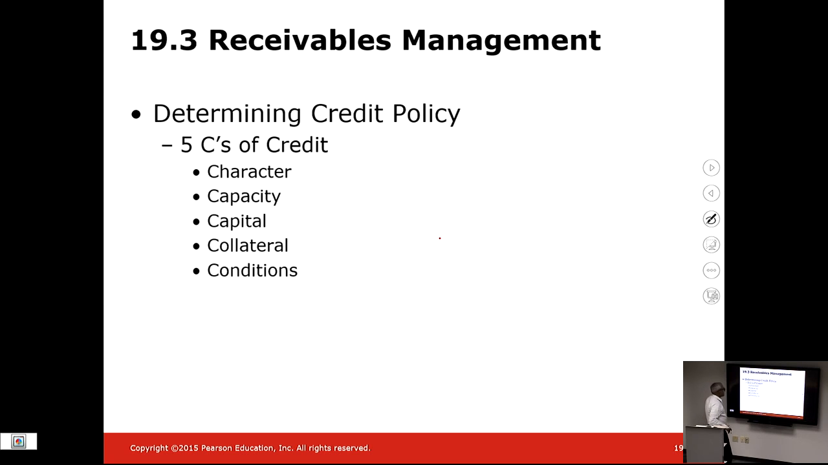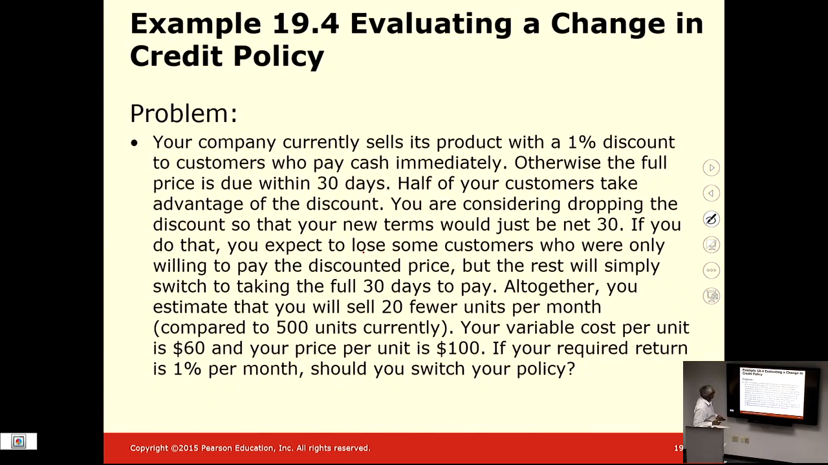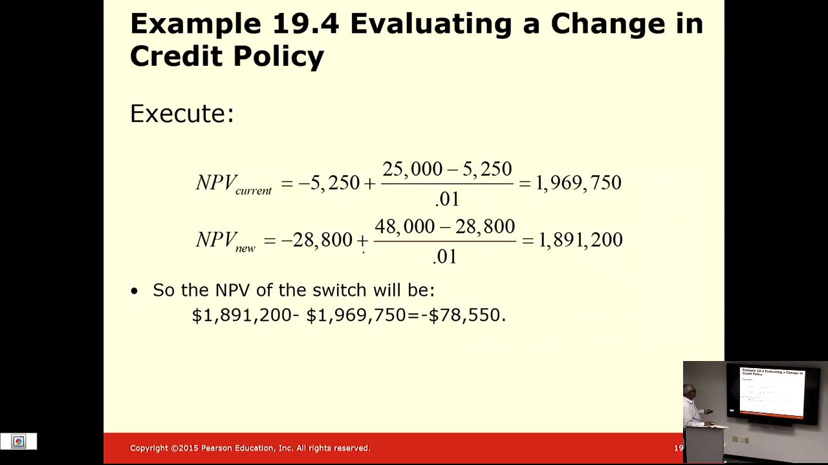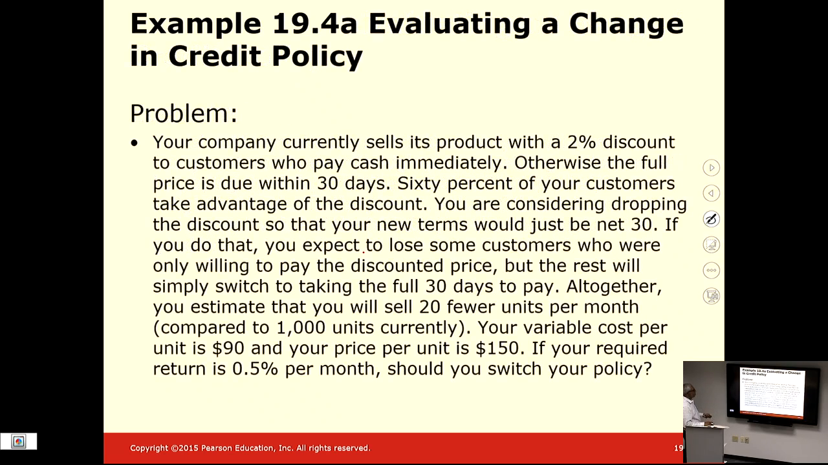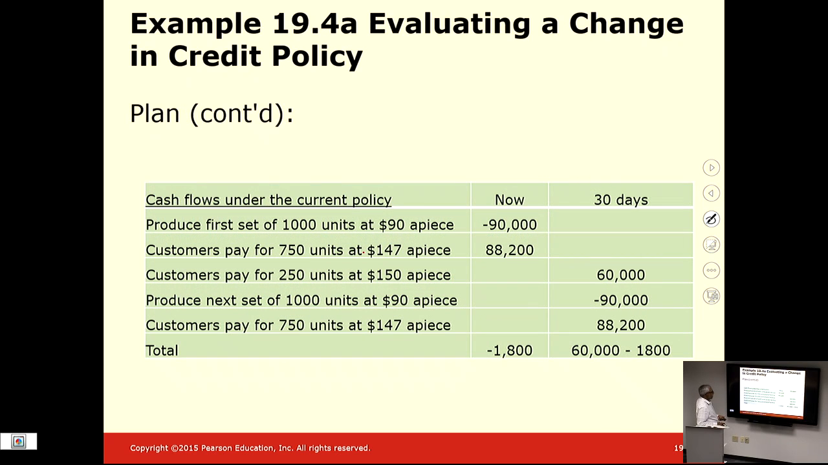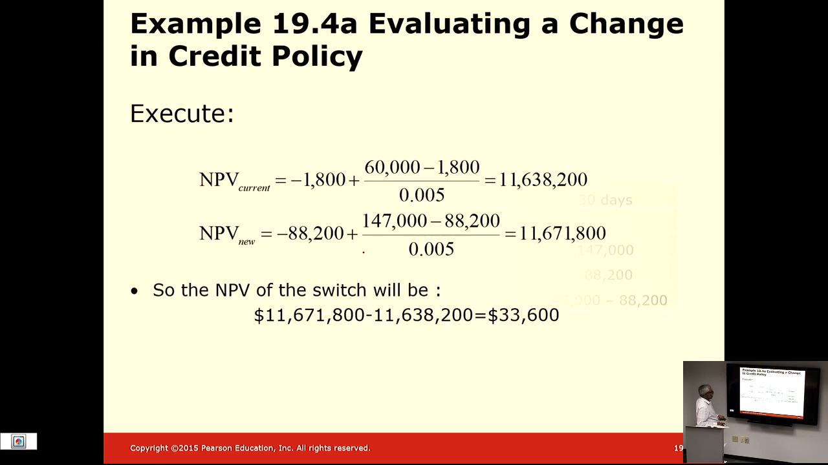So the 5 C's that are used to determine credit policy: character of the company, capacity, capital, what kind of collateral do they have, and what are the market conditions that prevail during that time period. You can read through this on your own and just review these. These are just word problems that you can read through and figure out how credit policy may be established to speed up the process to collect on their funds.